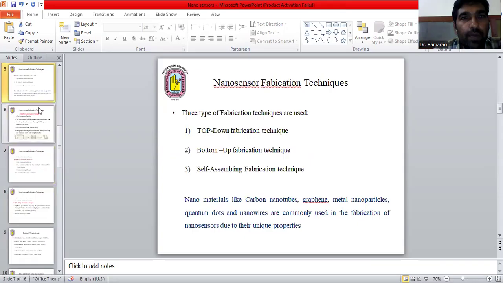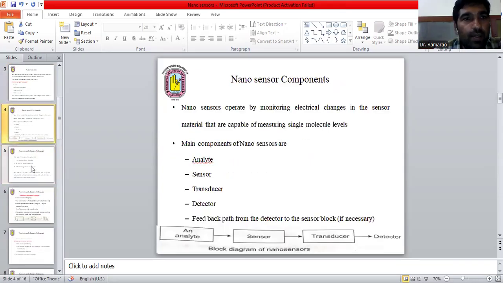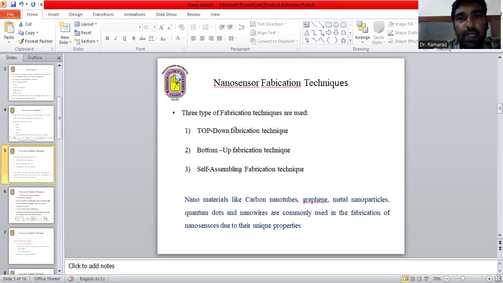So how do we prepare these nanosensors by fabrication techniques? The nanosensors fabrication techniques, three types are there. First one is top to bottom fabrication. Second one is bottom to up fabrication technique. Third one is self-assembling fabrication. These are the three important fabrication techniques used in the nanosensors preparation.